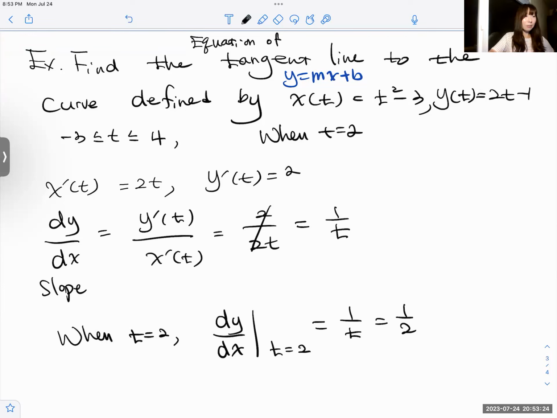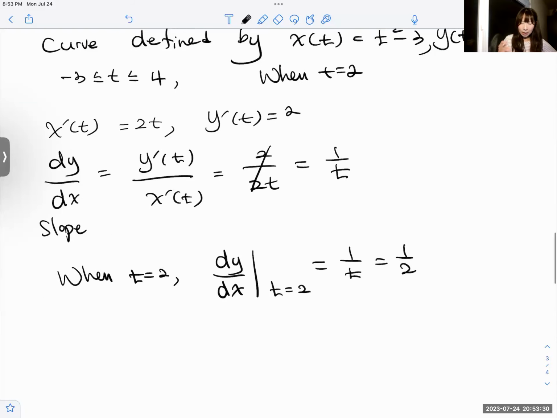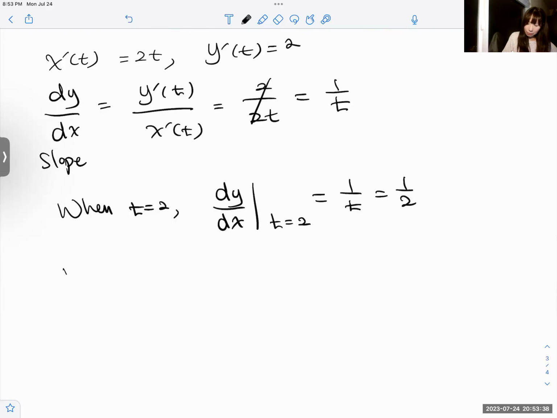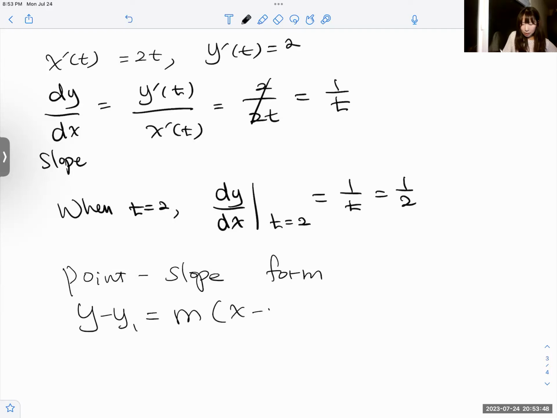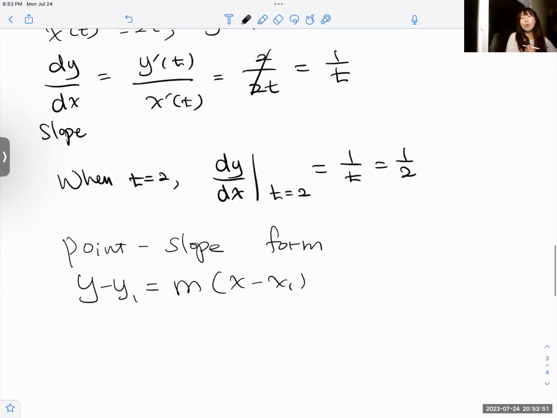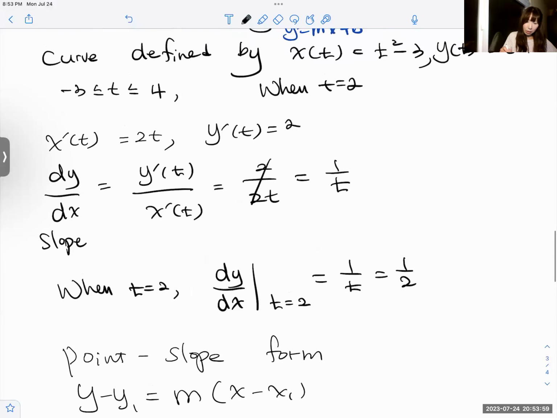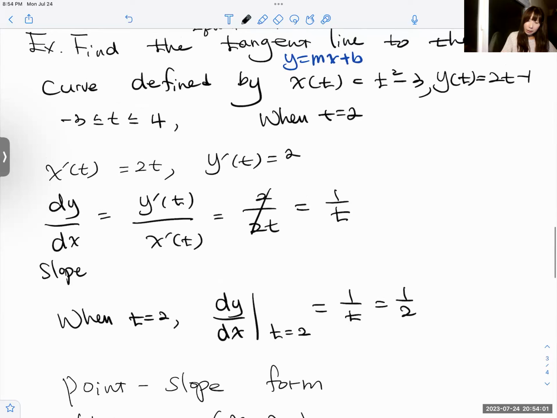All right, now we have to know, the point-slope form from the algebra course. We have y minus y sub 1 equals the slope times (x minus x sub 1). Okay, we have the slope. How about the ordered pair x sub 1, y sub 1, right? Let me write it down. We have this.